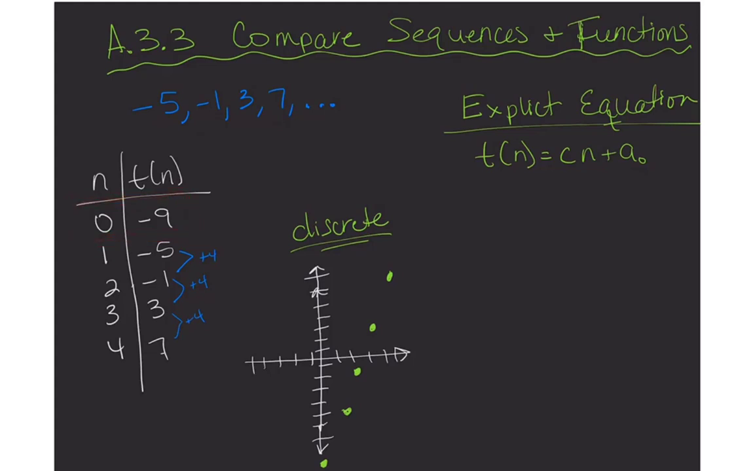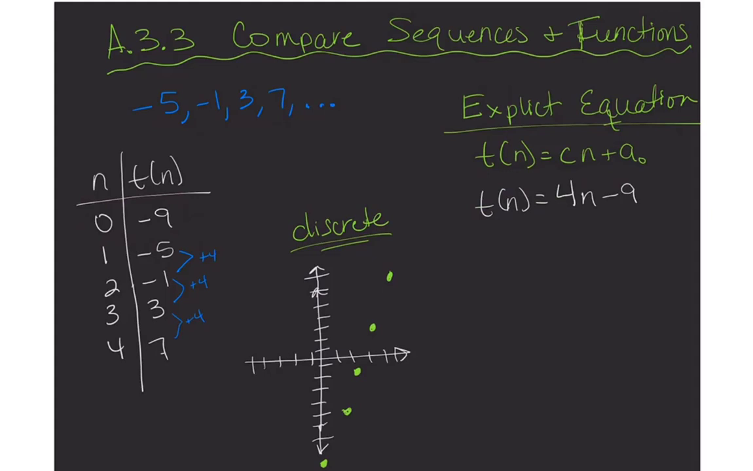So what are we going to have? T of n equals our common difference, how we got from one term to the next, 4. n is our variable, the term that we're trying to find. Plus a sub 0, so negative 9. So that would be our explicit formula.